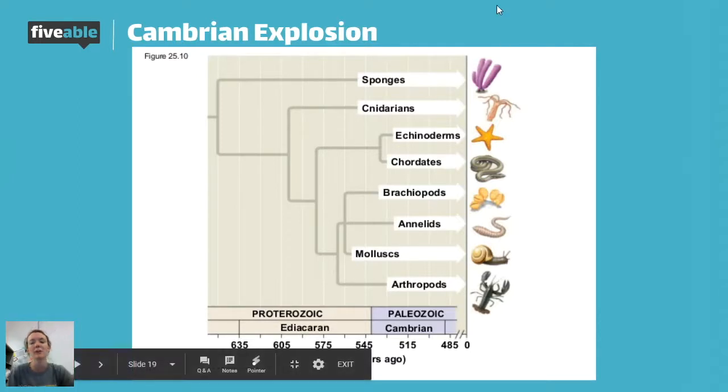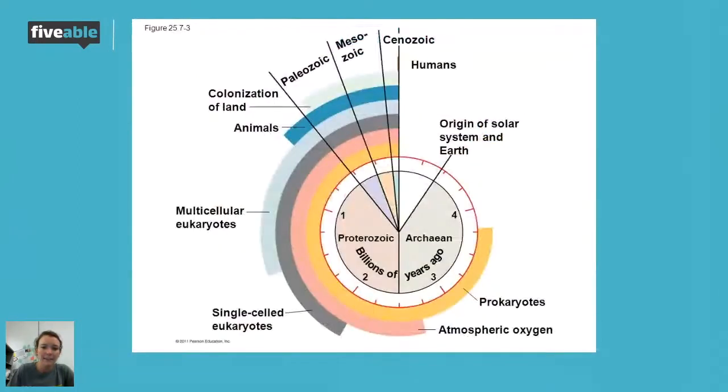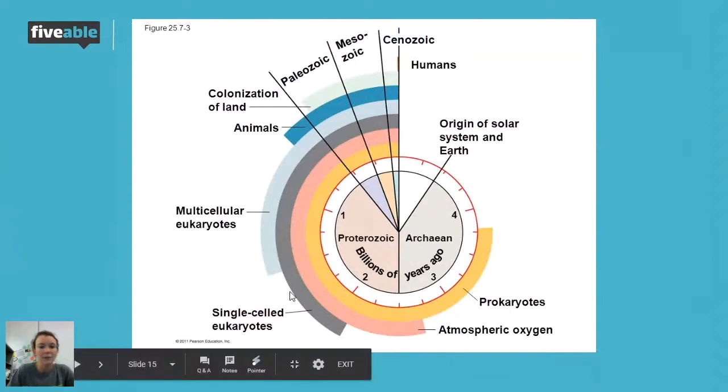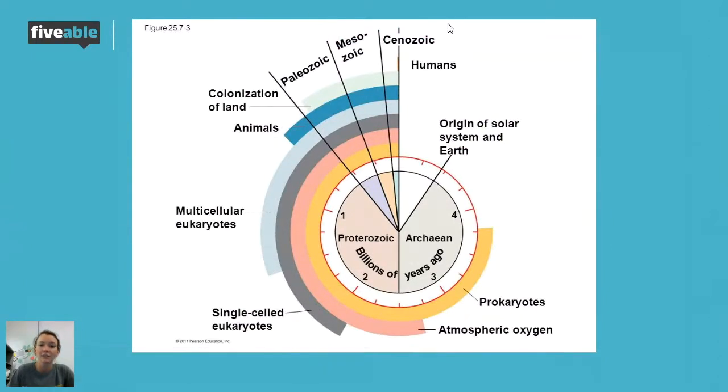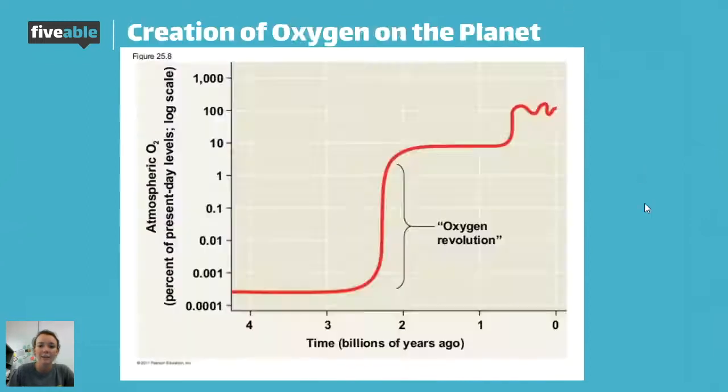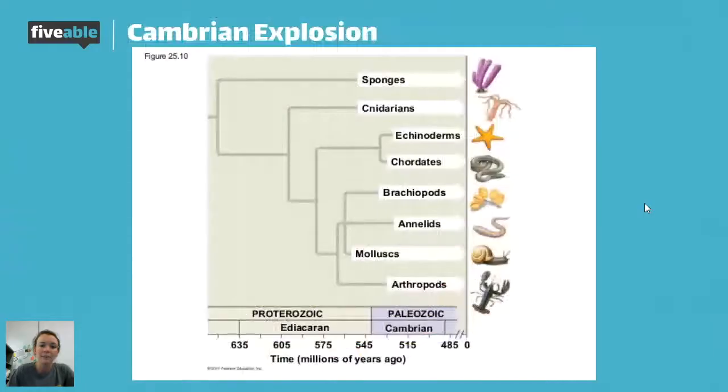All right, next step, if you're going back to this clock, now we have single-celled eukaryotes, and now we need to get into multicellular eukaryotes, animals, colonization of land, all that good stuff. Okay, so this all happens with the help of the Cambrian Explosion, just a period of time where we see marine life absolutely booming, because marine life existed long before anything got onto land.